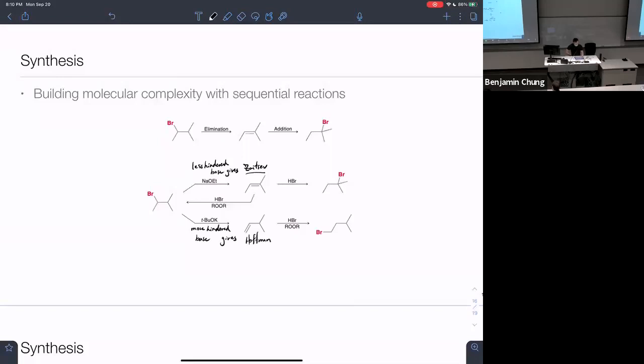With the Zaitsev product in hand, so the more substituted alkene, if we want to generate the desired bromide here, the tertiary bromide, we would need our bromine to attach to the more substituted carbon. That means we want the Markovnikov product to form. And we know that to generate the Markovnikov product, we can just do a simple HBr addition across the double bond, and that will give us the Markovnikov product.